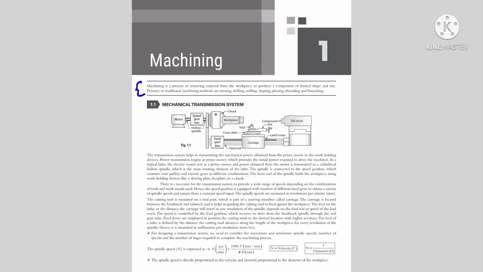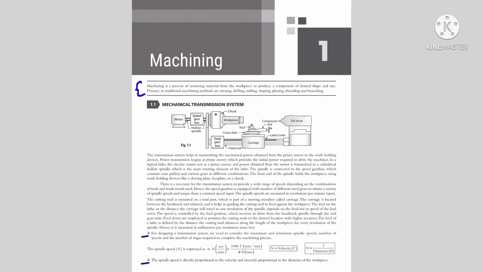In the first para, it is explained how the mechanical transmission system helps in transmitting the power obtained from the prime mover to other work holding devices. The second para explains the need for a transmission system to provide a wide range of speeds depending on the combination of tool and work metal used. And coming to the third para, it explains the working of the mechanical transmission system and the important parts which help in achieving the desired speed. Important points are highlighted by a small symbol as shown here.